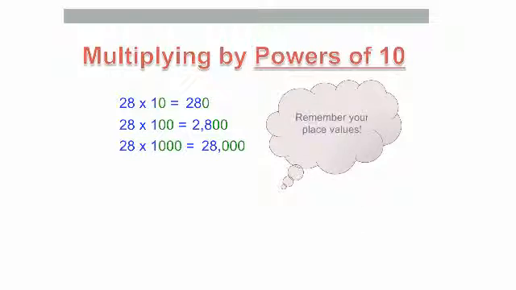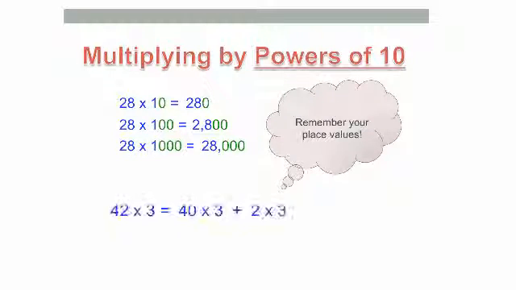It is easy to forget your place values when multiplying. For example, when solving the problem 42 times 3, we have to remember that the 4 in 42 is worth 40 because it is in the tens place, and the 2 is only worth 2 because it is in the ones place. For this reason, we can multiply 40 times 3 and 2 times 3, and then add the products together. Now that we have gone over the basic terms, let's get to the lesson.